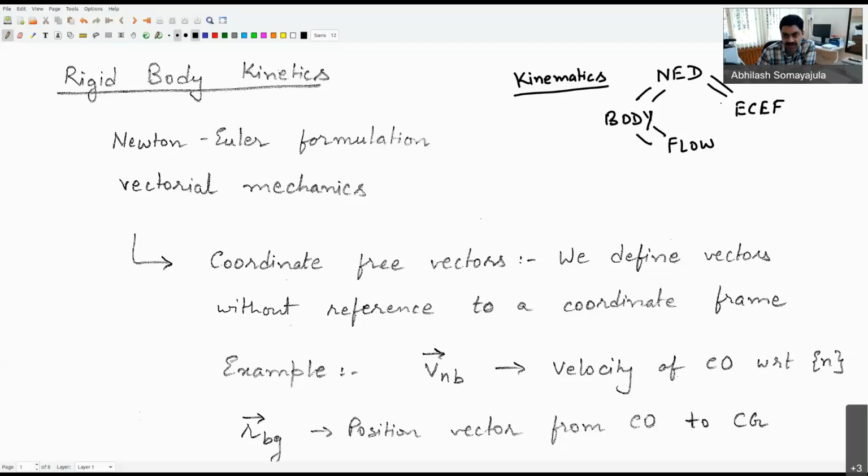So how do the kinematics change? How can the velocities or position vectors expressed in one frame be related to the position vectors in the other frame?